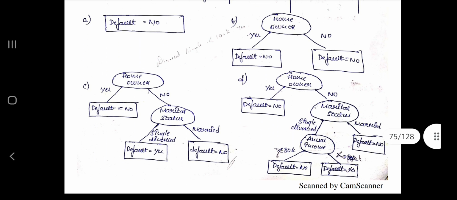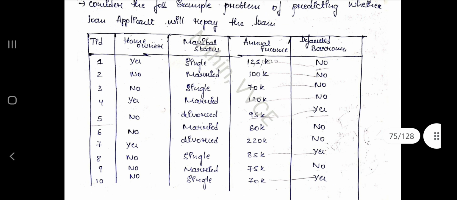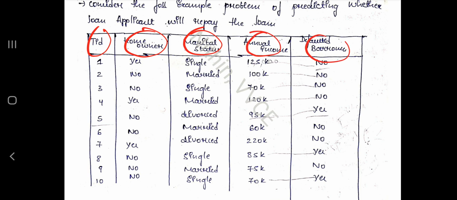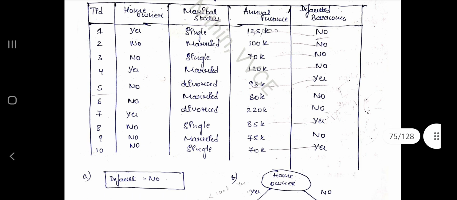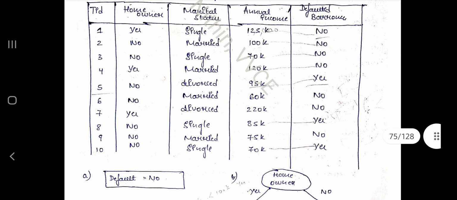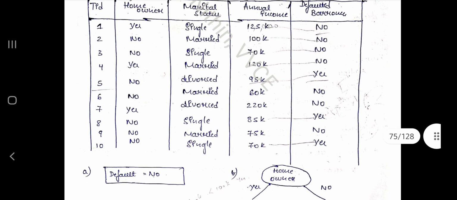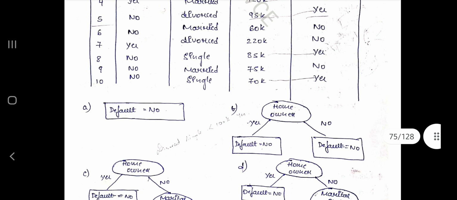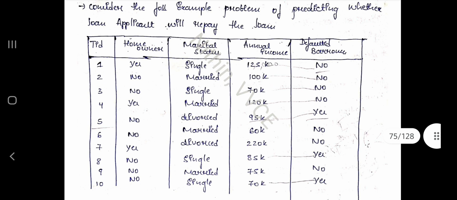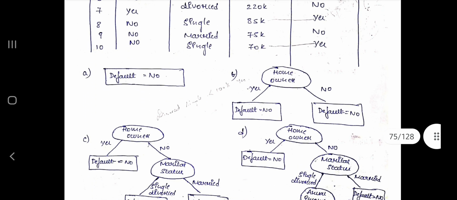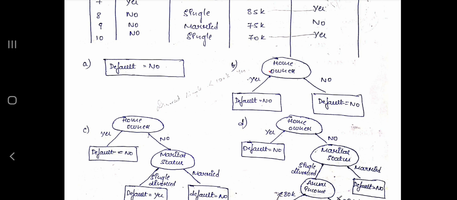Okay. A brief overview of this example: there is an ID, homeowner, marital status, annual income, and defaulted borrower. We are trying to classify whether the person will be able to repay the loan or not. You have to draw 4 diagrams here. The first diagram is defaulted, it will be no. Then you consider one attribute, homeowner, whether he is a homeowner or not. If he is a homeowner, defaulted will be no. If he is not a homeowner, then defaulted will be no.